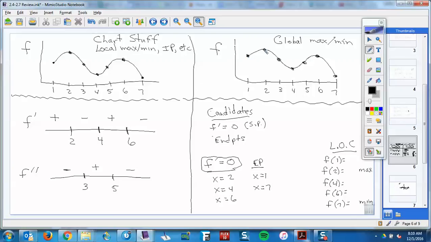So this point, this point, this point, this point, and this point. And we plug them back to the original, see what the y values are. The biggest one would be our max, and the littlest one down here, that'd be our min. Okay, so that's global max min. So that's the stuff that's about half the quiz, is being able to go through and do this stuff.